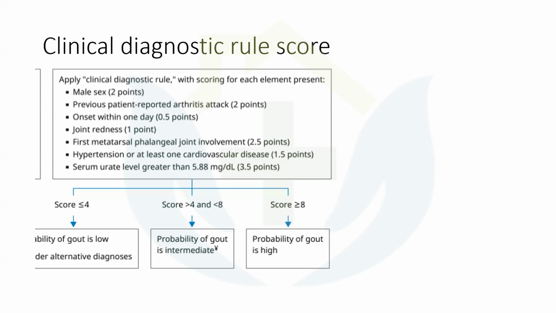happen mostly. So that is 2.5 points. And another thing is serum urate level more than 5.8, that's 3.5 points. So these are the points: if the total is more than 8, it is high probability, between 4 and 8 it's intermediate, and less than 4 is low probability.